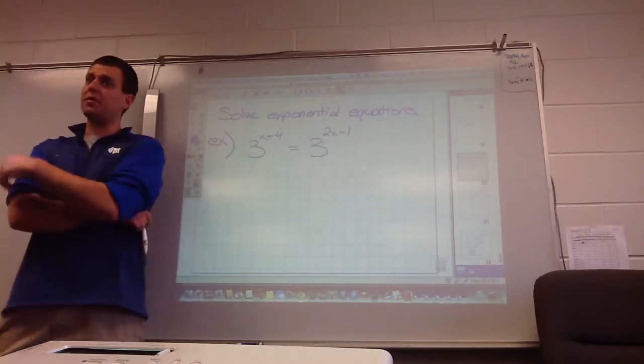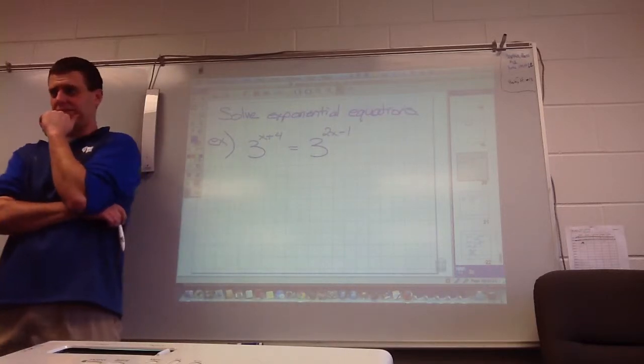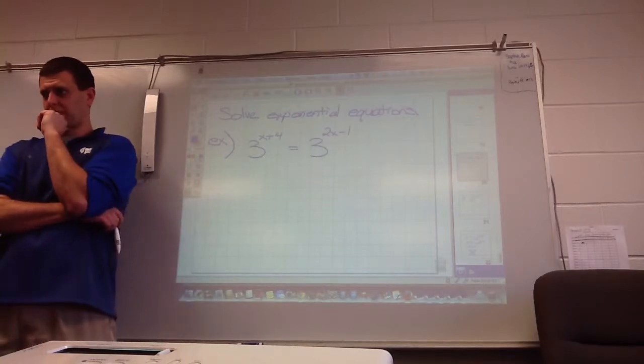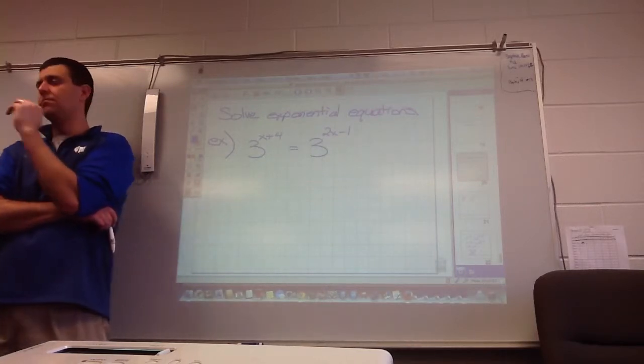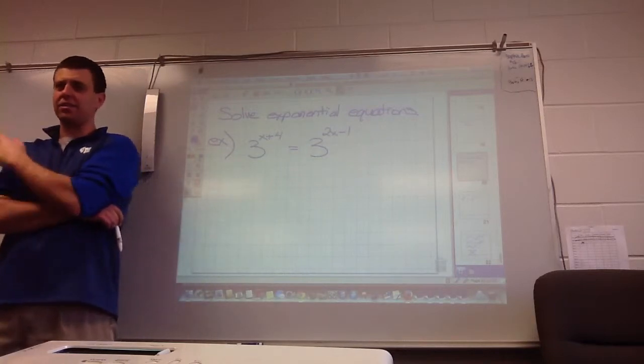Okay, can anybody figure this out in their heads? Can you just make 2x plus 4 equal to 2x? Or no, x plus 4. You're telling us exactly how to solve it.